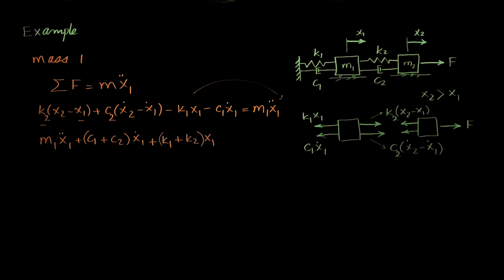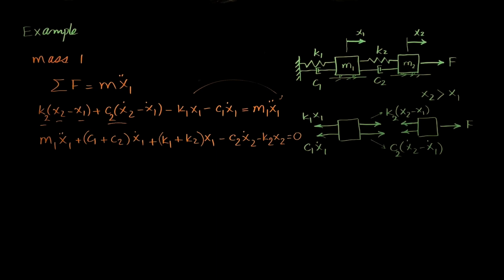And then we have minus, this goes to the other side, becomes minus C2 x2 dot, and this x2 goes to the other side, so minus K2 x2 equals 0. And this is the first equation of motion.